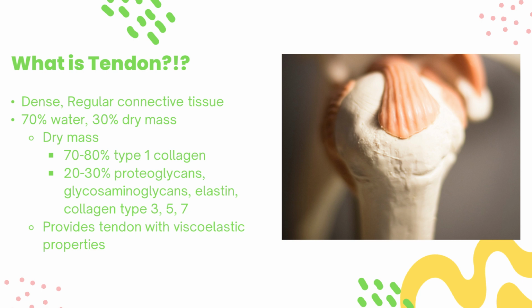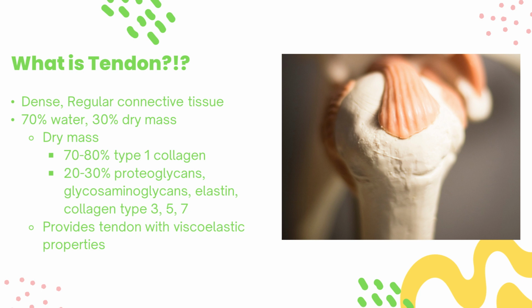And a tendon is made up of 70% water and 30% dry mass. That dry mass includes collagen type 1, which is going to be about 70 to 80% of the dry mass. And then the rest, the 20 to 30% of the dry mass, is going to be those proteoglycans, those glycosaminoglycans, as well as those proteins, as well as elastin, collagen type 3, 5, and 7. So we have all the odd numbers of collagen in the tendon there.